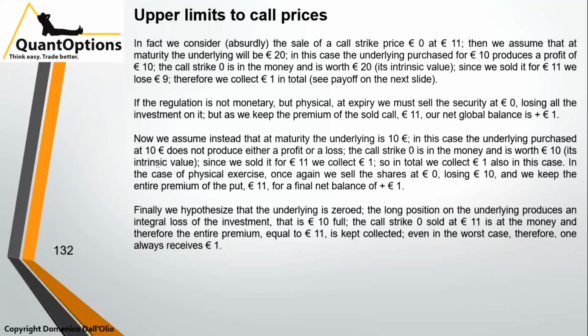See examples. In fact, if we consider absurdly the sale of a call with strike price 0 at 11 euros, okay? Call strike price 0, short sold for 11 euros. Then we assume that at maturity the underlying is 20. In this case, the underlying purchased for 10 produces a profit of 10. The call with strike 0 is in the money and is worth 20, the intrinsic value, but we short sold it for 11, so we lose only 9. So we have a 10 euro profit on the underlying and a 9 euro loss on the call. Therefore, we collect 1 euro in total.